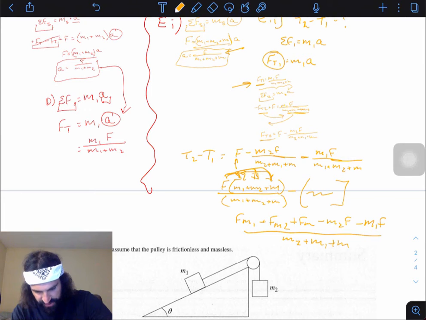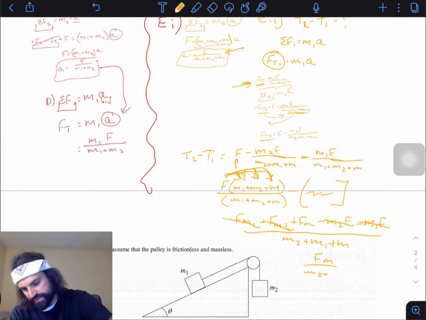And you'll see a couple of things will cancel out. fm1 will cancel out, fm2 will cancel out, and you do end up with a really clean acceleration of fm over the total mass.